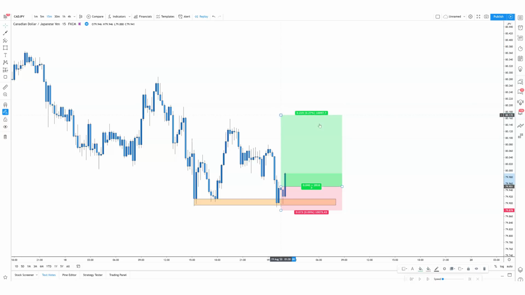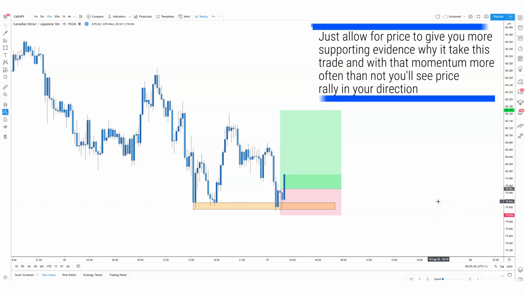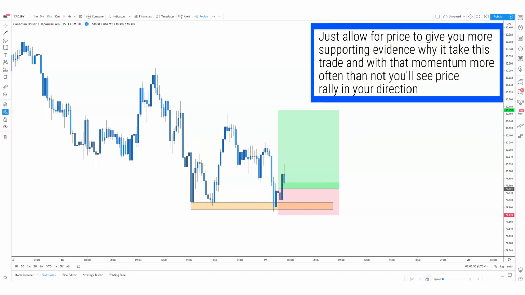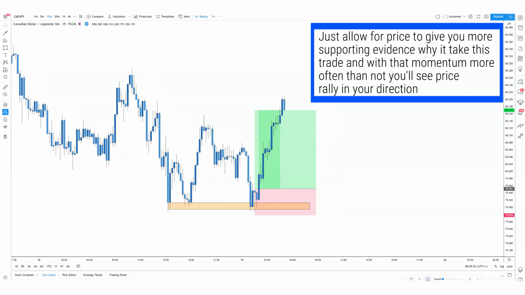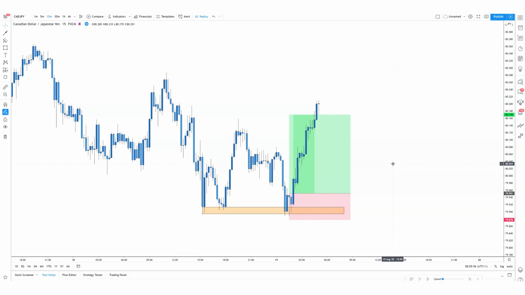Now, as I said, it's not always going to work in your favor that the price is going to push up and, you know, continue with that momentum, but you just allow for price to give you more support and evidence why you should take this trade. And with that momentum, more often than not, you'll see price rally your direction. So there are the 3 main reasons why I personally like stop orders. There are many other reasons, but I'll just leave that with you today.